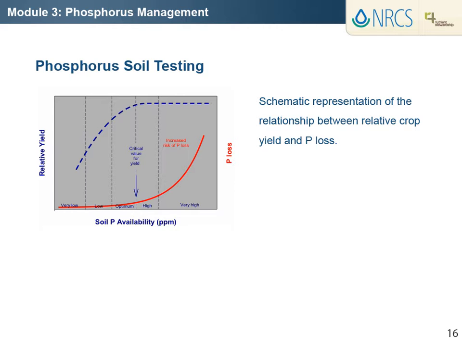As you can see, the soil phosphorus level that maximizes productivity also results in low potential phosphorus losses. As soil phosphorus levels exceed the critical value, phosphorus losses increase exponentially. Therefore, the recommendation is to maintain soil levels at or slightly above the critical value to maximize crop productivity and minimize environmental impacts.